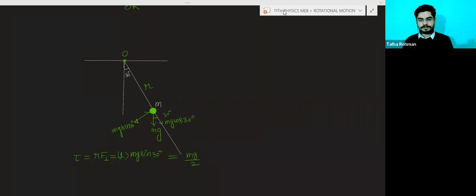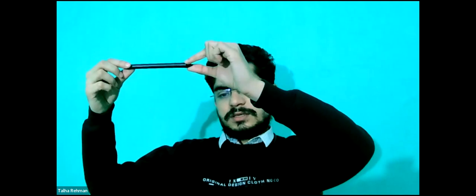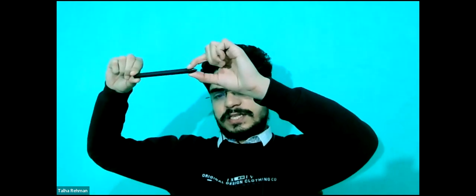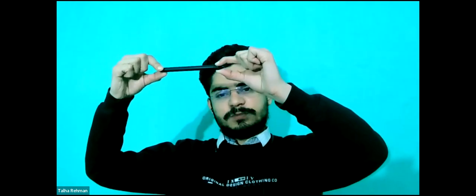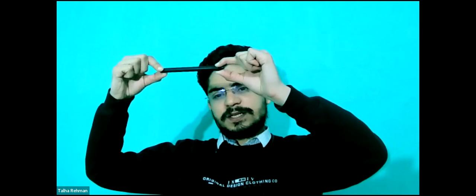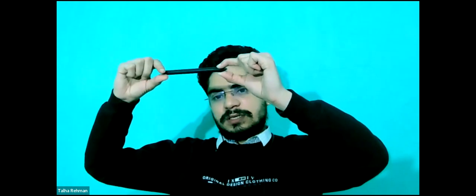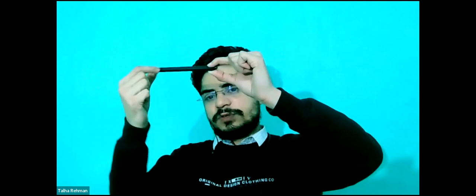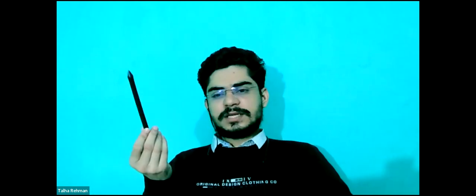For example, just see. If this is a pen and someone is applying a force, this time this pen is not moving. Why is this pen not moving? Because there is one force in this direction, and there is one force in the opposite direction, which means two equal and opposite forces are acting on this pen. So the net force on the pen is zero, and this pen is not moving.